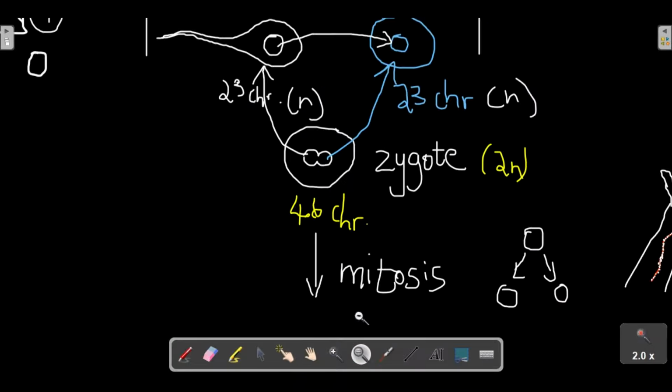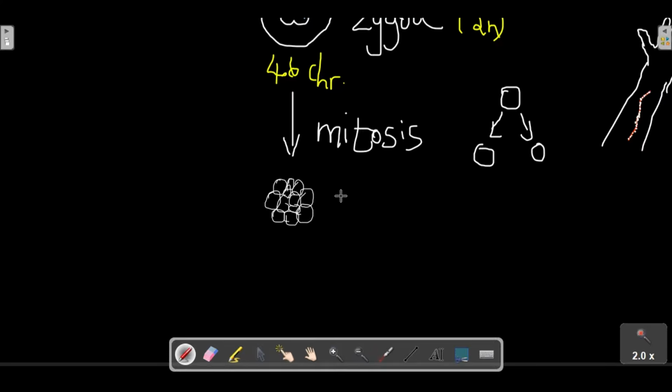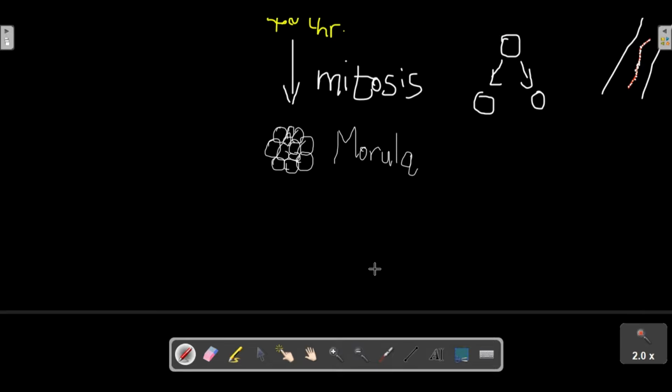This zygote will further develop by mitosis and it will form a ball of cells. Okay, so a ball of cells, a structure which is called a morula. Okay, we'll talk about this in the next video when we are breaking down menstrual cycle. And then the morula further divides as well to form a hollow ball of cells. Okay, so it's very important that you are able to differentiate, okay, between a morula and the structure right here.